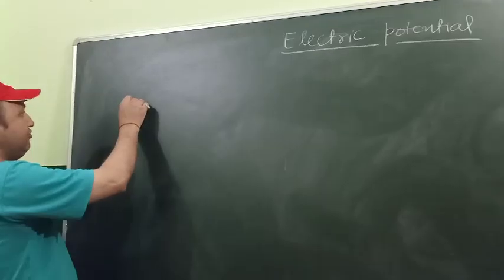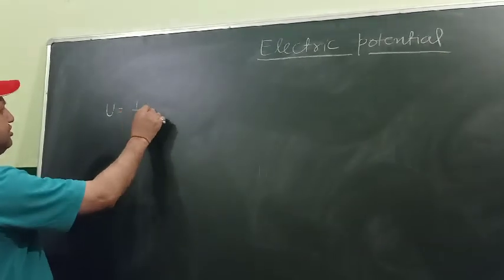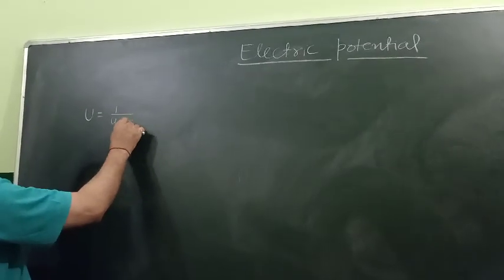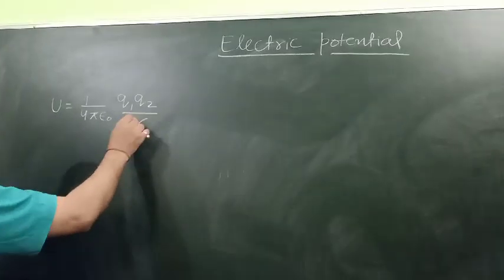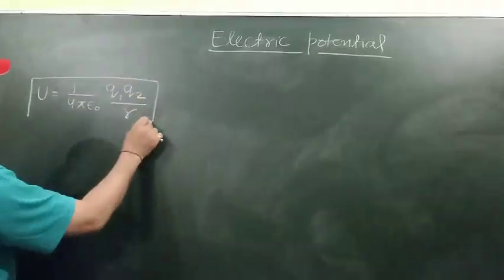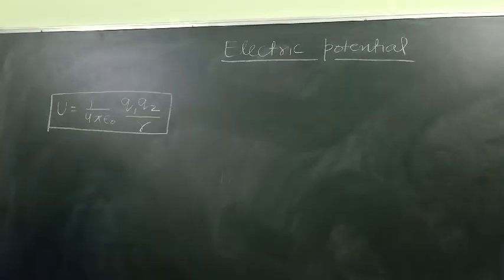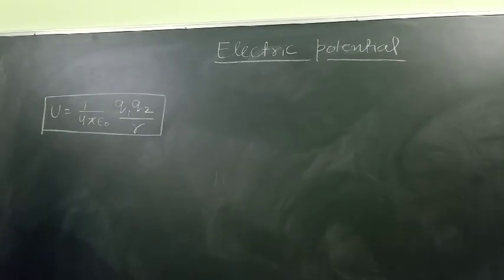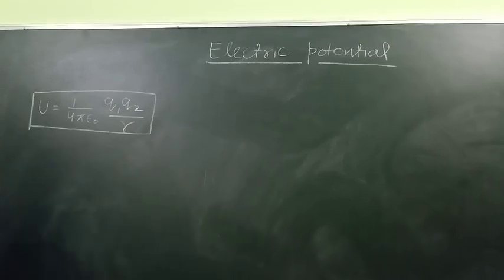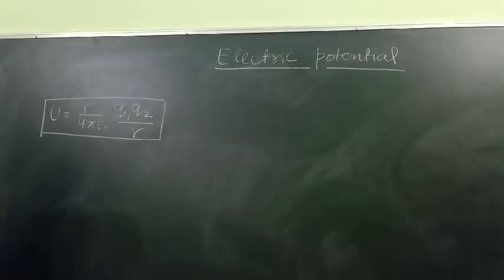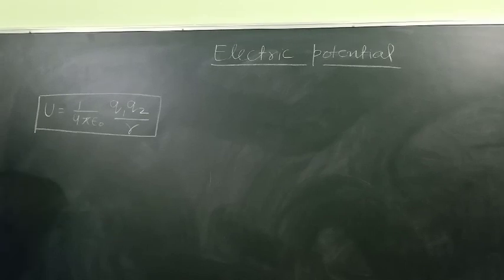And the formula for potential energy was 1 upon 4 pi epsilon naught q1 q2 upon r, and this is for every pair in the system. If we have a system of two charges, that is all. If we have three charges, we should have three such terms, and similarly we can extend it for any number of charges in the system.